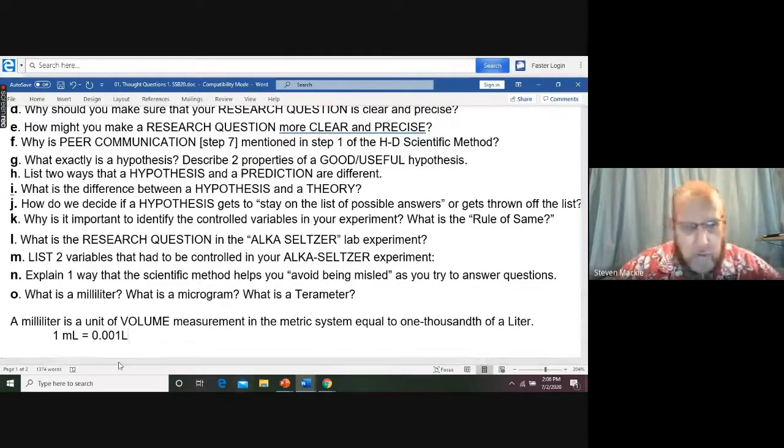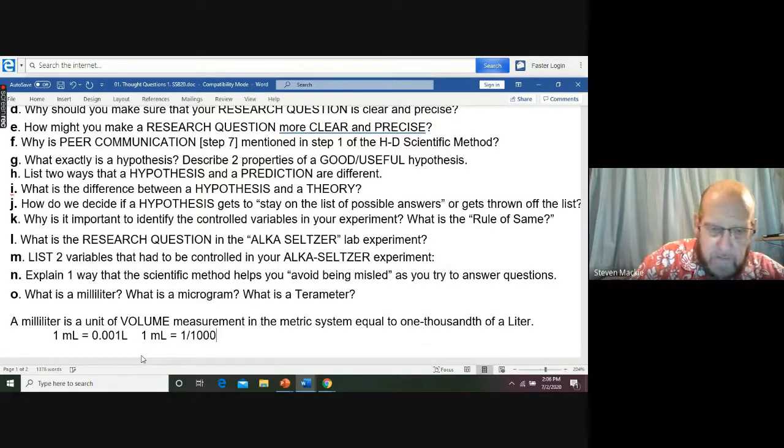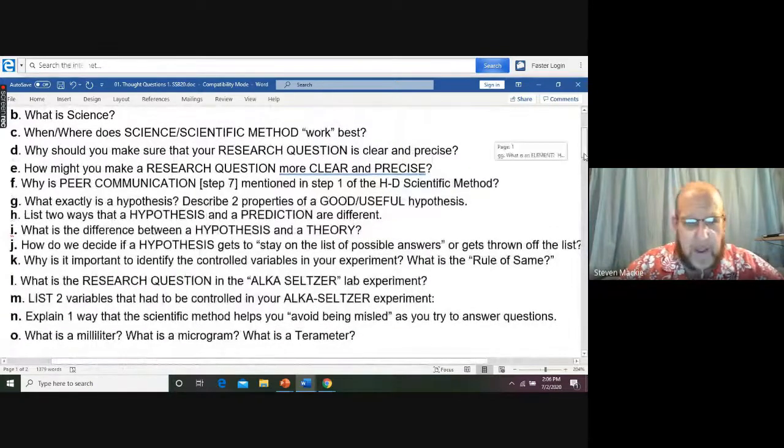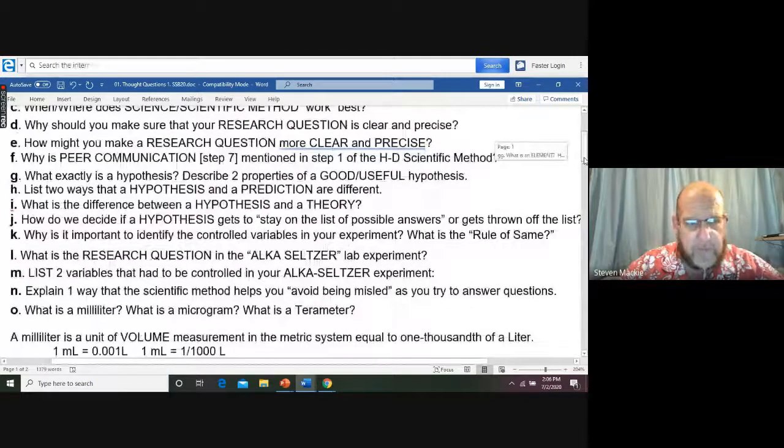Now, could you have written this? Could you write 1 milliliter equals 1,000th of a liter? Yeah, sure. That would be fine too. Any of those would be fine.